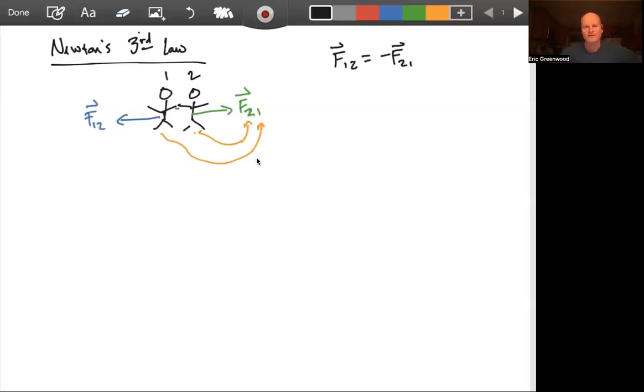Now, this is true not only for direct contact like we're looking at here, but it's also true for long distance forces as well. For a long distance force, the force would be along the line that connects the two objects here. So in this case, I would have equal and opposite forces on each one of these guys as well. But the direction of the force would be along the line that connects the center of these guys, which would be this line here.